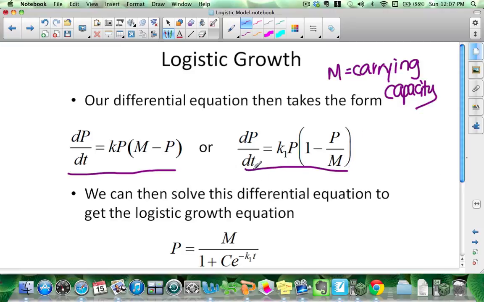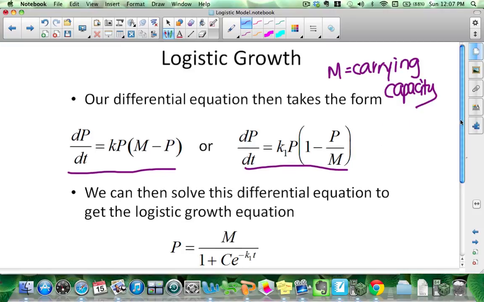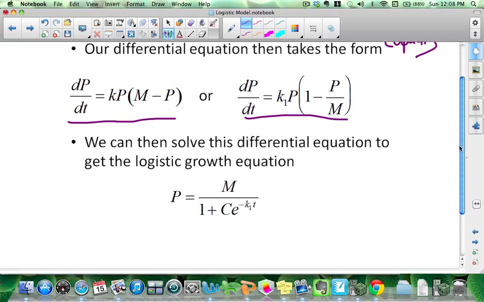We could solve this. We're not going to. I don't want to. If we did, it would give me this. The size of the population is equal to the carrying capacity over 1 plus some constant times e to the negative kt. On the AP exam, this is not nearly as important as the form of the differential equation, but we are going to spend some time focusing on this solution in class.